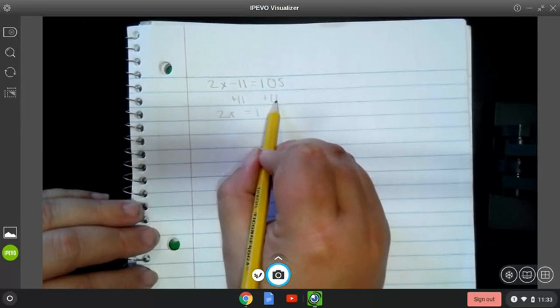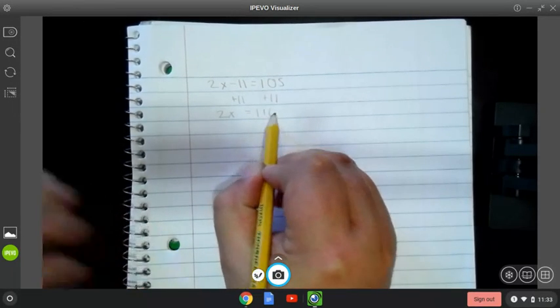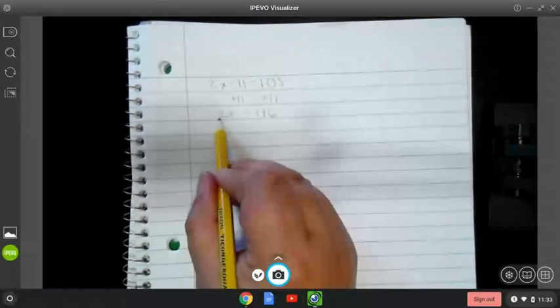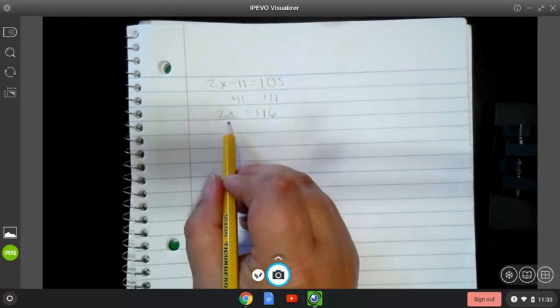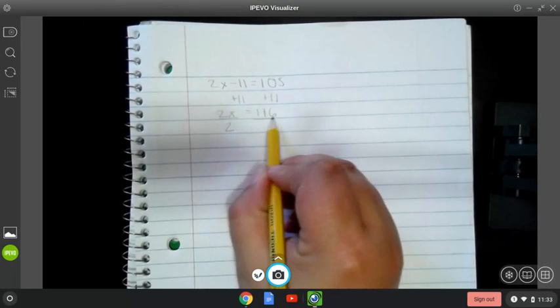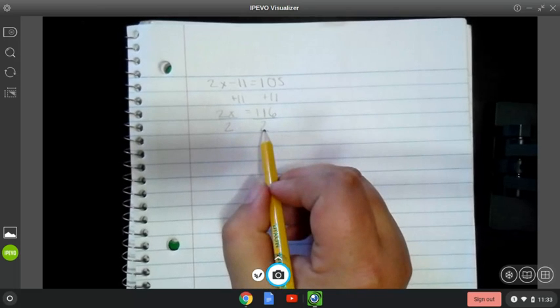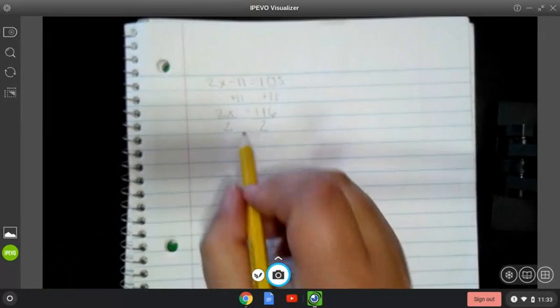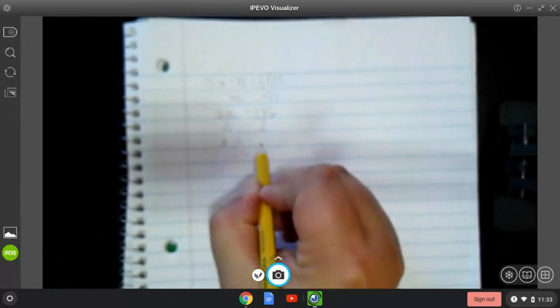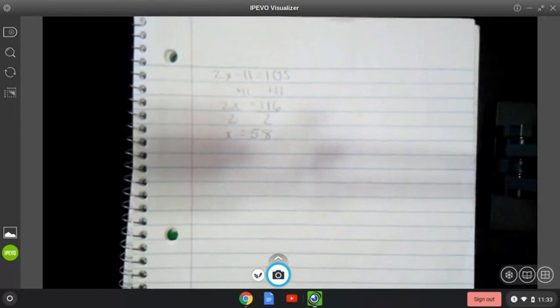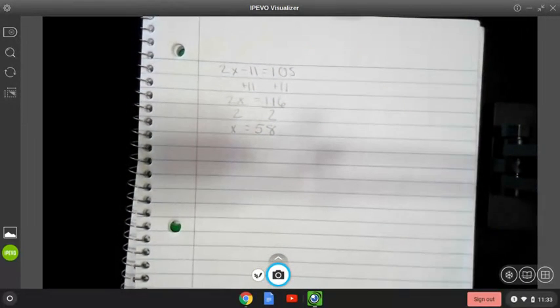And 105 plus 11 is 116. And we know that 2x is really 2 times x. So we're going to divide each side by 2. And this is going to give us x equals 58. So x equals 58.